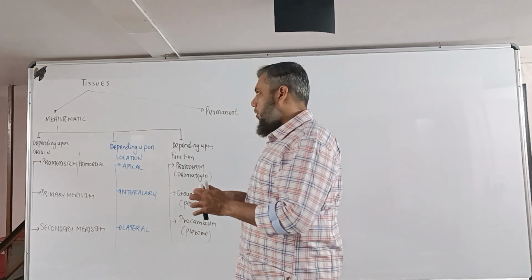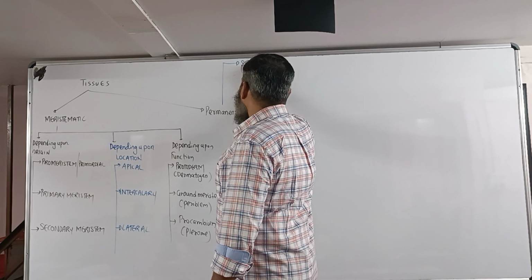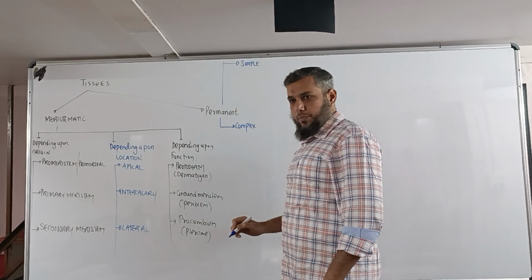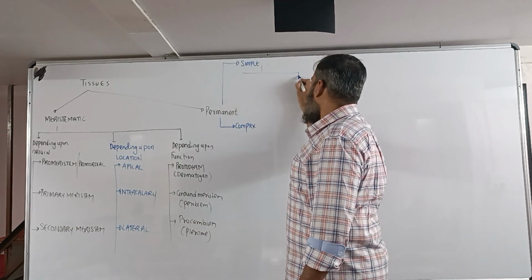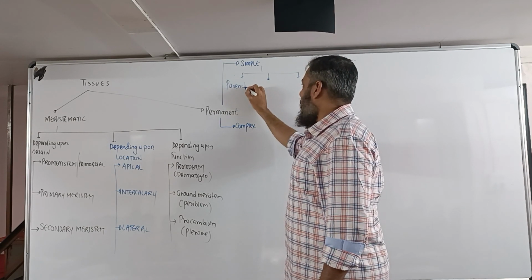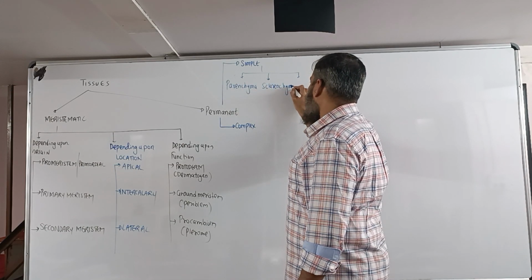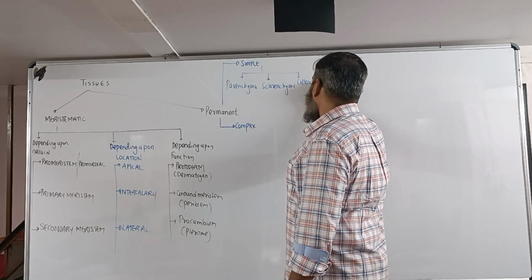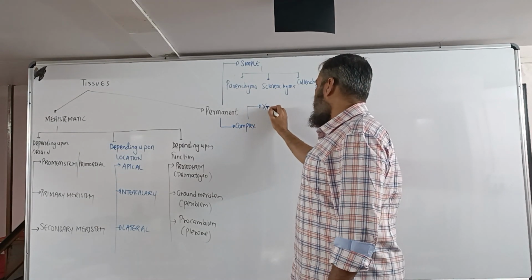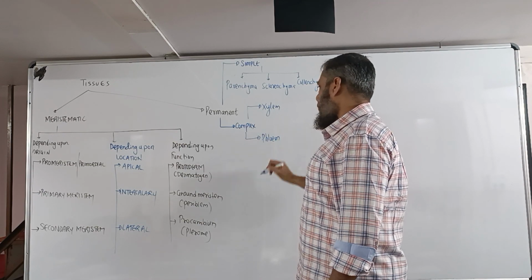Similarly, the permanent tissues can be classified as simple permanent and complex permanent. Simple permanent have 3 main types, which are called parenchyma, sclerenchyma, and the collenchyma. And complex has a water conducting tissue called xylem and a food conducting tissue called phloem.